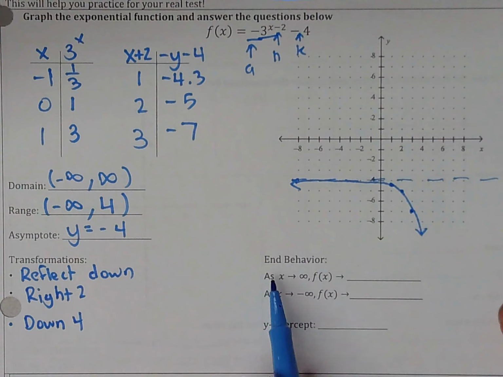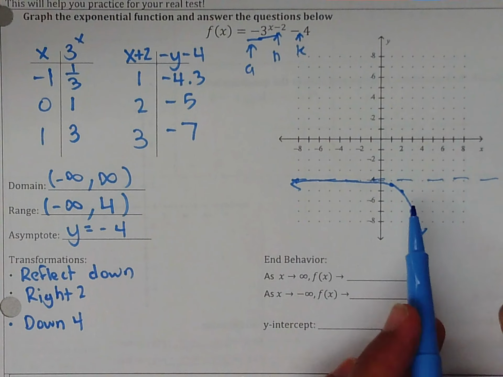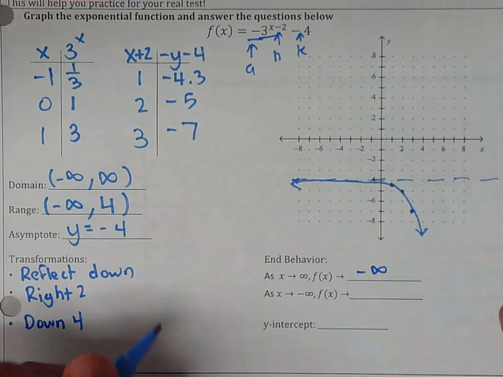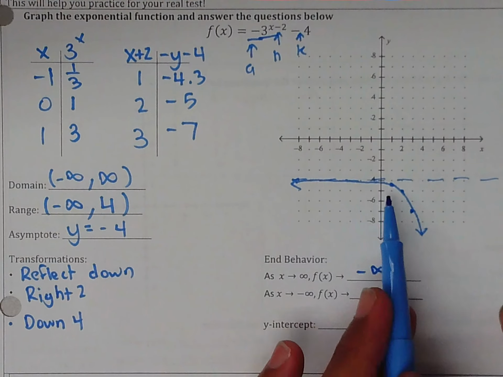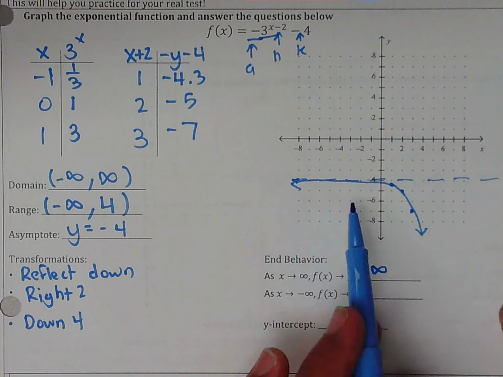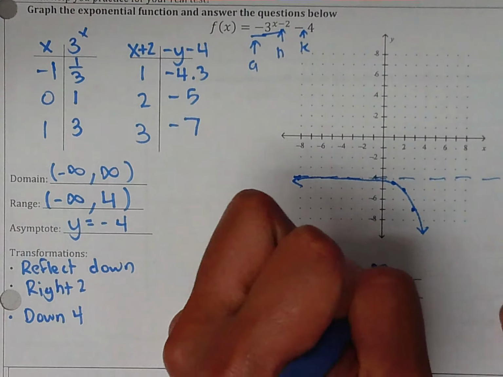All right, end behavior. As x goes all the way to the right, all the way to infinity, our graph moves downward. So our f of x goes to -infinity. As x goes all the way to the left, the height of our graph goes to -4, right? It keeps on going up and up and up, but to -4.